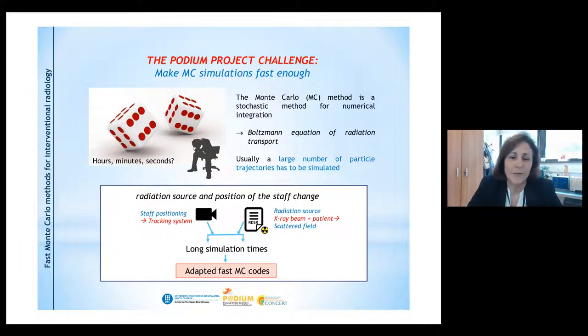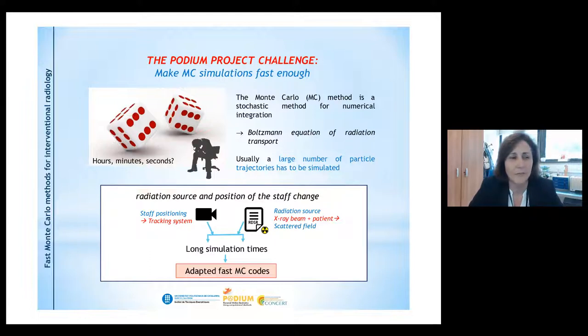And we have to take into account that the Monte Carlo method is a stochastic method for numerical integration of the radiation equation of transport. And it means that we usually need a large number of particle trajectories to be simulated. And for these specific situations, this means from a few hours to several days per irradiation event. And if we have hundreds of events and also the individual that has to be monitored moving, this means that our Monte Carlo codes should be adapted to this specific situation.